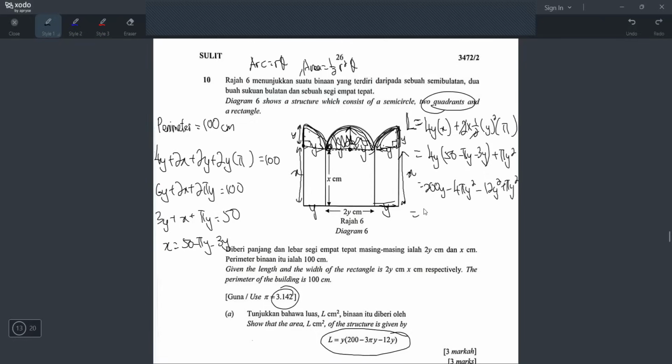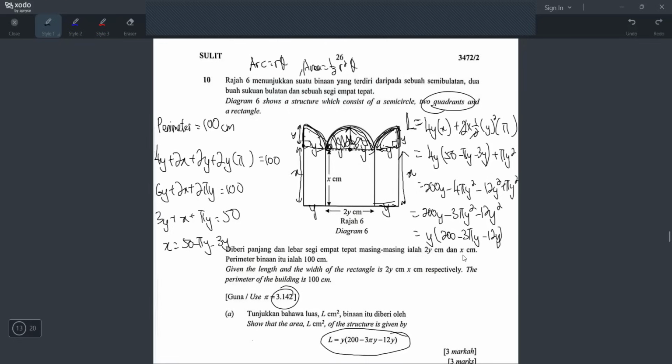Let's see. 200y, I can write first. And then negative 4 pi y square plus 1 pi y square is just negative 3 pi y square. And then negative 12y square, just negative 12y square, right? And now I will factorize out the y, right? So when I take out the y, it will be left with 200. 3 pi y square, when I take out, it's left with 3 pi y, and then minus 12 y square, I take out 1y, I'm left with 1y.